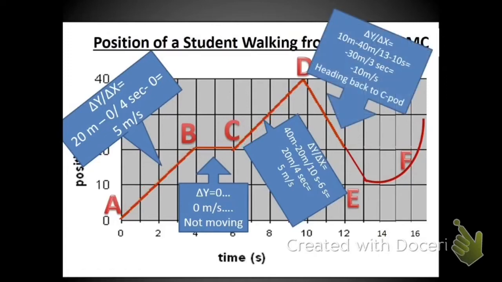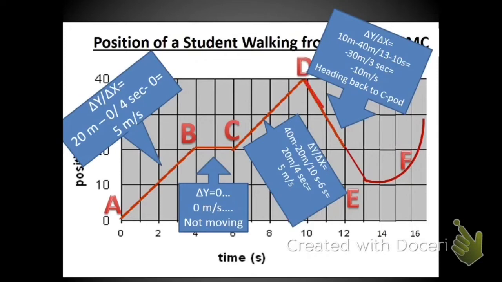Here for segment DE, we have something we haven't seen before, which is a negative slope. And when you calculate a negative slope, of course, you get a negative number. And if you think about what that means in terms of speed, it's telling us that the direction has changed, right? So now we're actually able to talk about velocity, not just speed.